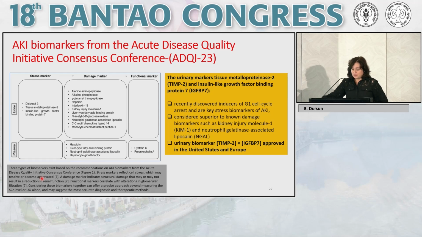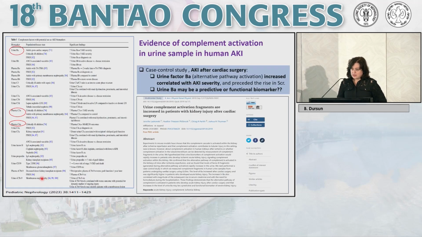These are also approved in the United States and Europe in critically ill patients to predict AKI earlier compared to serum creatinine. There is also evidence of complement activation in urine samples in human AKI. In a case control study of AKI after cardiac surgery, urine factor Ba, which is an alternative pathway activation component, was increased, correlated with AKI severity, and preceded the rise in serum creatinine.